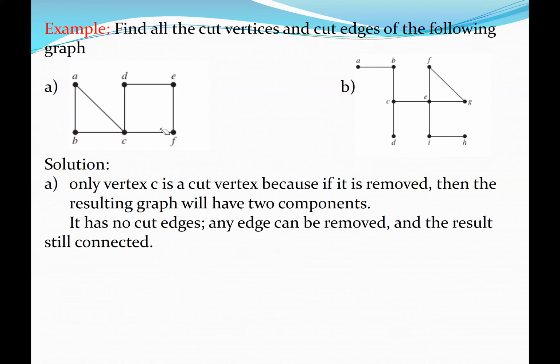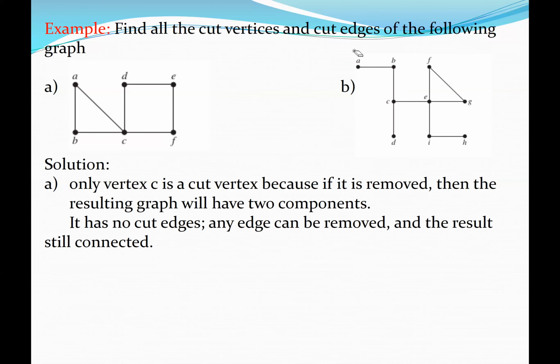Now moving on to B. All right, so let's take a look at the cut vertices first. If you cut vertex A, it doesn't make a difference. It's still one component. If you cut vertex B, then you have two components now, right? Vertex A by itself and the rest. So B is a cut vertex.